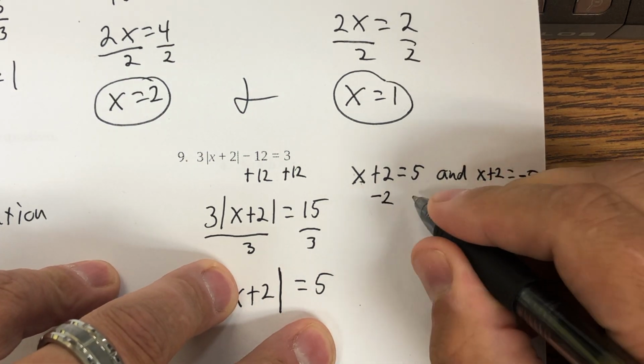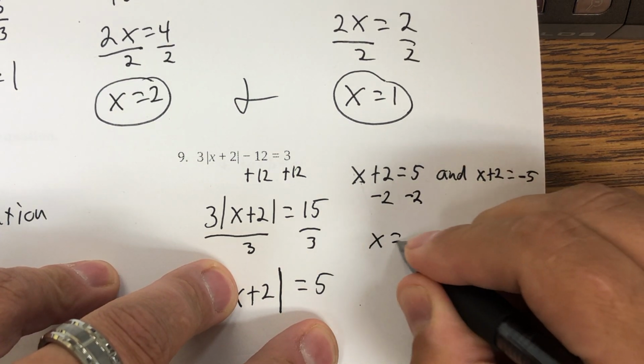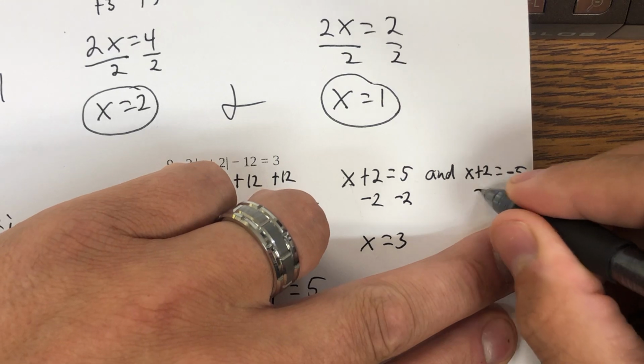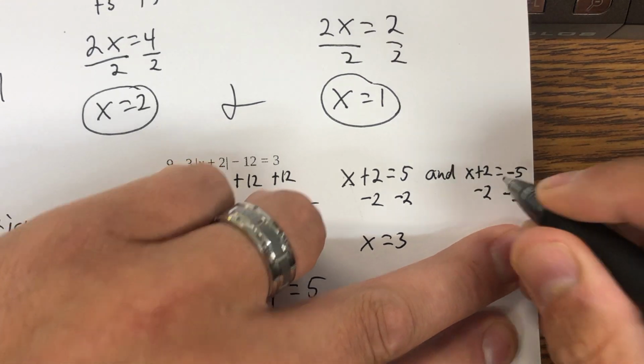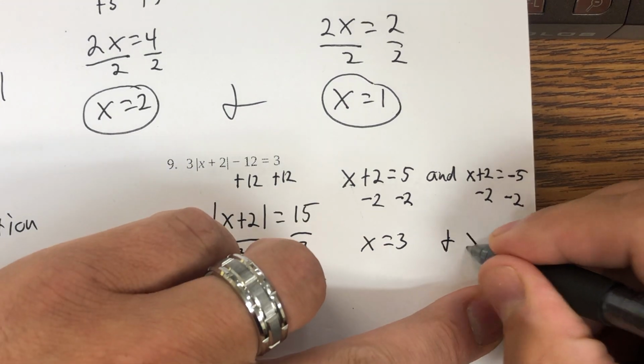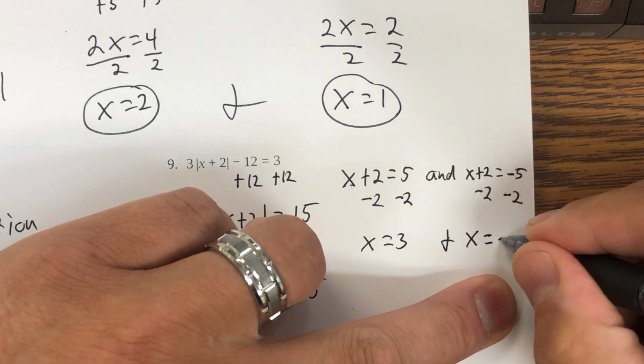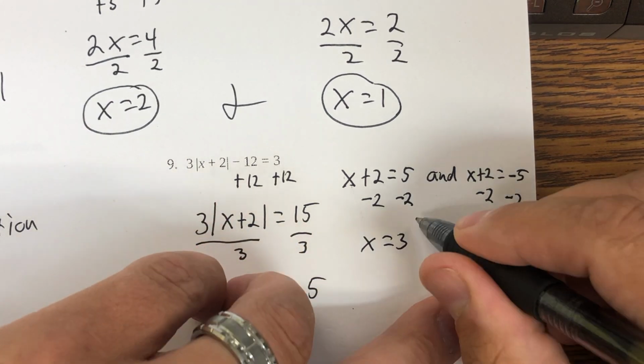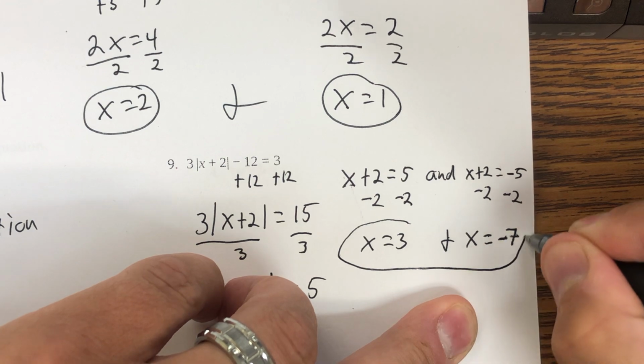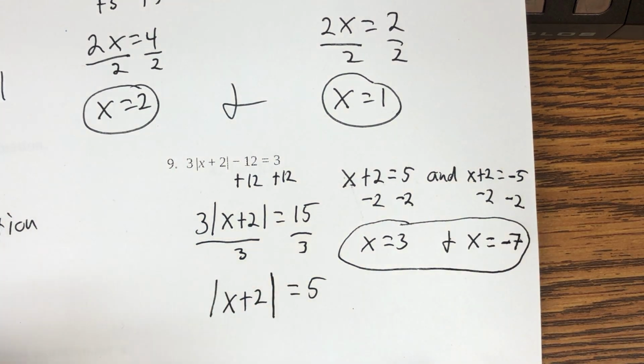Solve both. Minus 2, x equals 3. Minus 2, and x is also equal to negative 7. We found both solutions, and that is all.